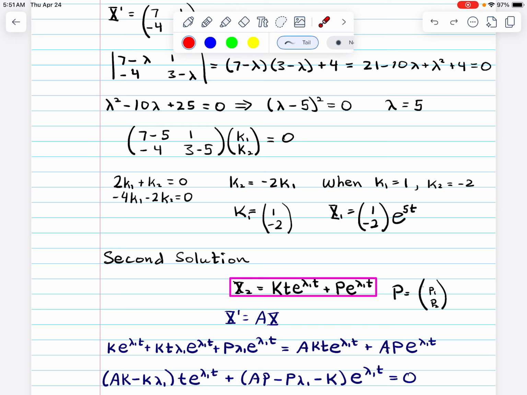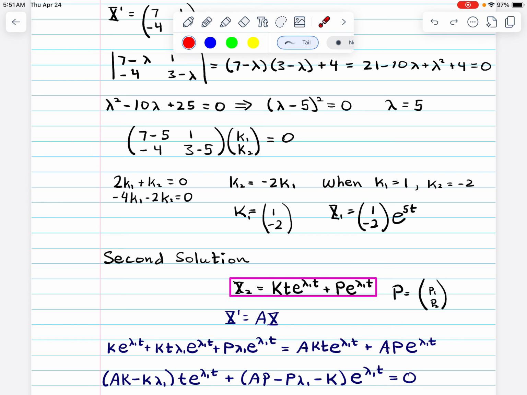But we're going to add another term. We're going to add another vector, this p, which you can think of this way: e to the lambda t. So we're using the same lambda as we did earlier. In this case, it's going to be 5. So this is the general form that we're going to take.